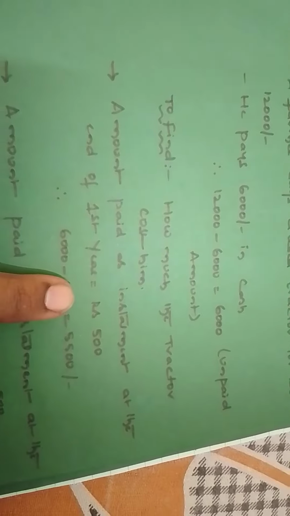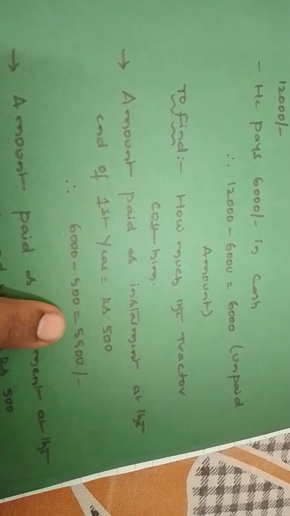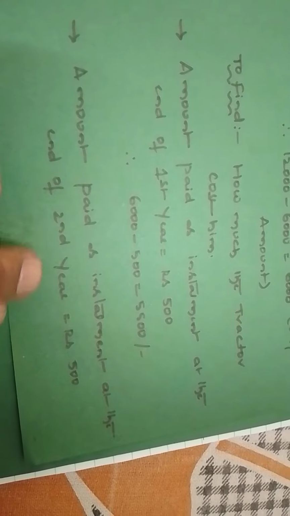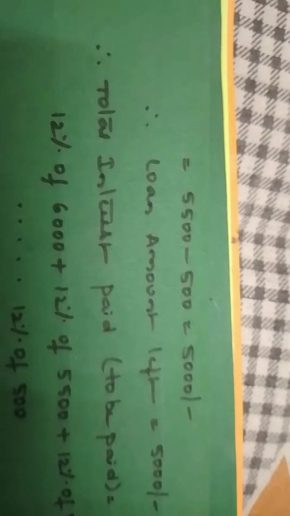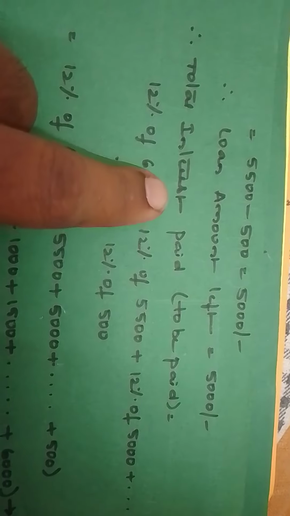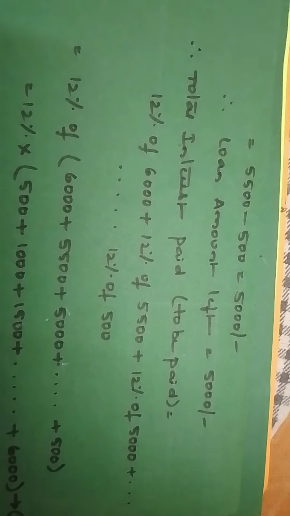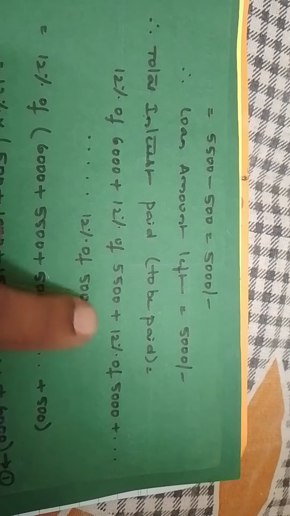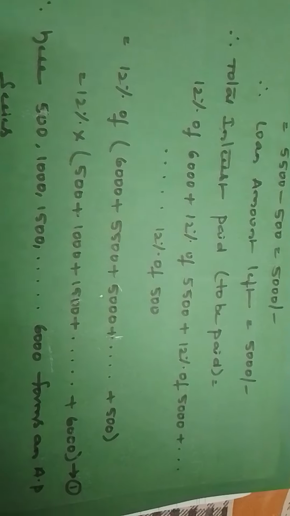The amount paid as installment at the end of the first year is rupees 500. That is 6,000 minus 500, that equals 5,500. Therefore, the amount paid as installment at the end of the second year is 500, guys. That is 5,500 minus 500, that equals 5,000. Therefore, the loan left is 5,000. So the total interest to be paid is 12% of 6,000 plus 12% of 5,500 plus so on, plus 12% of 500. So 500 is the minimum amount, right?